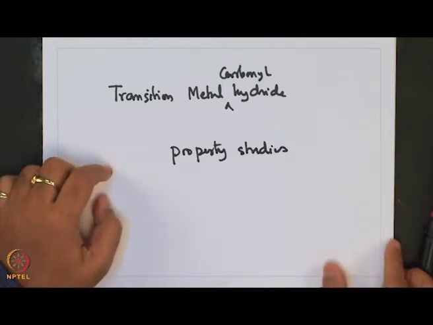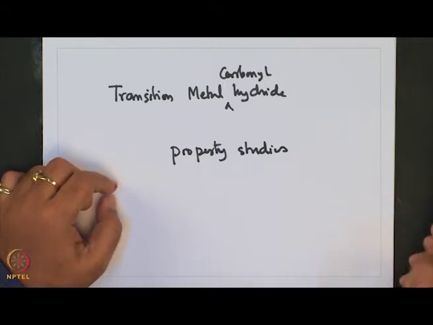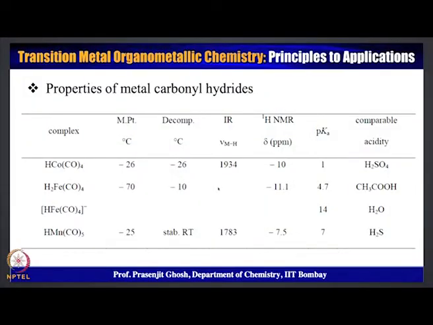Now, with that in the backdrop, we are going to look at how this hydridic moiety, when bound to a metal in transition metal carbonyl compounds, behaves with regard to various chemical reactivity as a function of metal as well as a function of the ligand. So, with that, let us take a look at some examples of transition metal carbonyl hydride complexes.